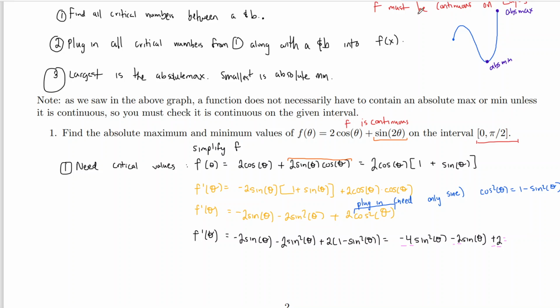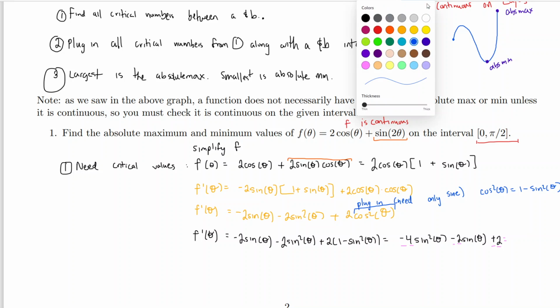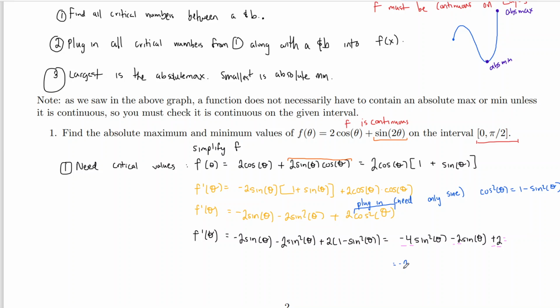Equals, let me use a darker color here. We got negative 2 parentheses. When you take the negative 2 out, you get 2 sine squared of theta. And then take the negative 2 out of here, you get plus sine of theta. And when you take the negative 2 out of positive 2, you get negative 1. Well, I'm just going to keep going because I know I'm going to set this equal to 0 and solve it, which means I should factor this.